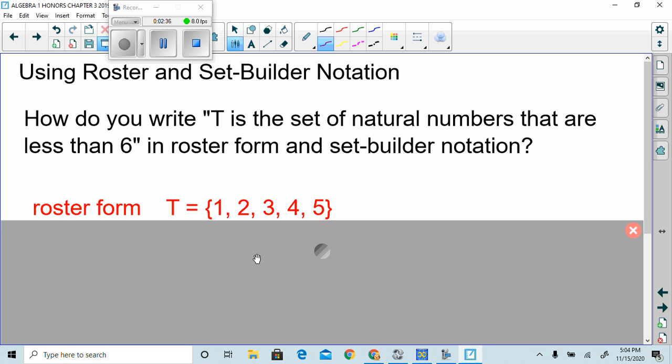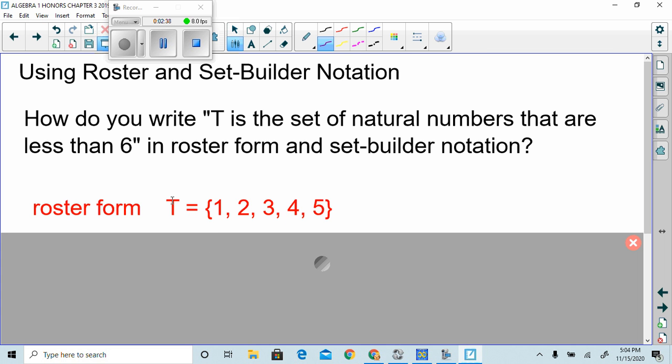You start off by identifying the name of the set or the notation of the set, which is T. You don't have to write the words roster form. I just did that for example's sake. T is equal to {1, 2, 3, 4, 5}. Again, it's a closed set. It doesn't go beyond 5. It doesn't include 6 because it was all natural numbers less than 6.